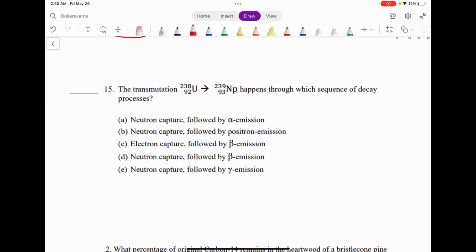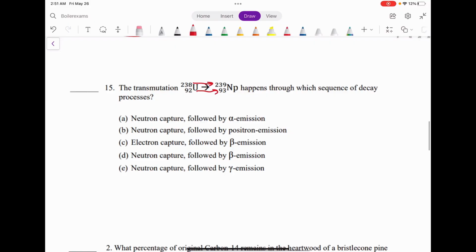The transmutation of 238U into 239Np happens through which series of decay processes? Okay, so the first thing we can observe is that we're adding one mass number and we're also adding one atomic number. So we're essentially just adding a proton into our nucleus. But this is in 2 steps. So let's just go by process of elimination.